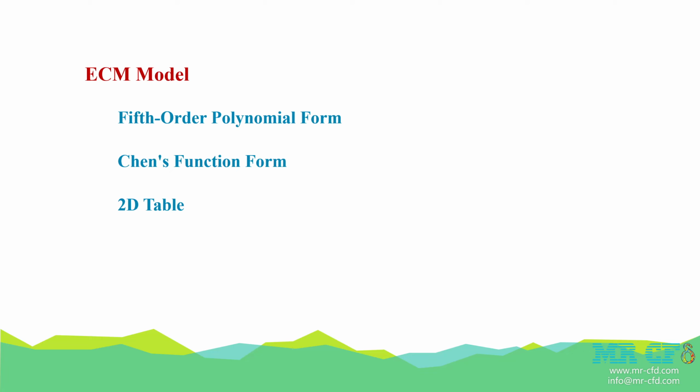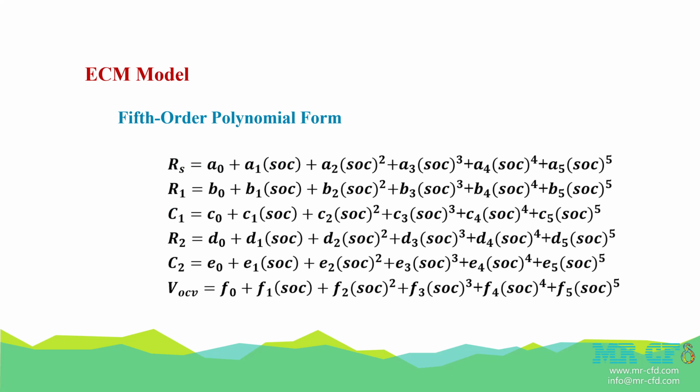There are 3 methods available in Fluent to determine functions of open circuit voltage, resistors' resistance, and capacitors' capacitance, including the 5th-order polynomial form, Chen's function form, and 2D table. First, the 5th-order polynomial form, where open circuit voltages, resistances, and capacitances are only functions of SOC. Coefficients A0 to A5 for RS, coefficients B0 to B5 for R1, coefficients C0 to C5 for C1, coefficients D0 to D5 for R2, coefficients E0 to E5 for C2, and coefficients F0 to F5 for VOCV.